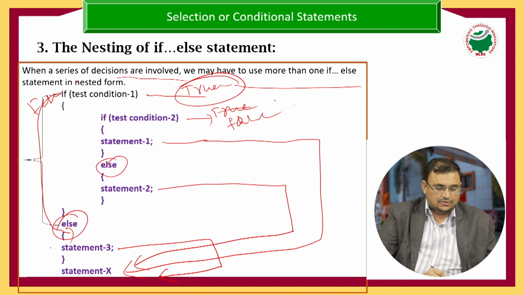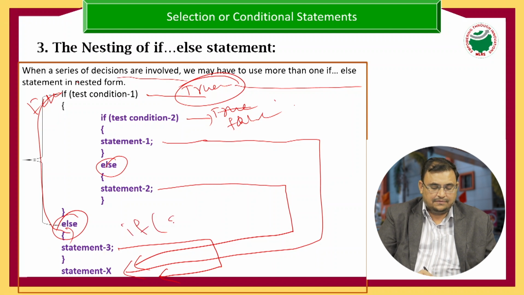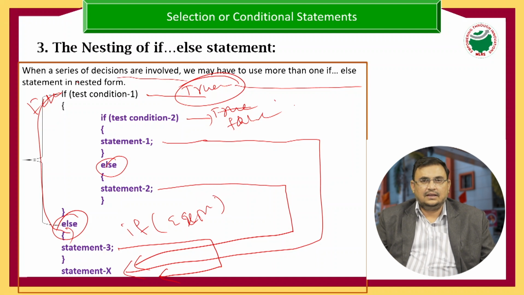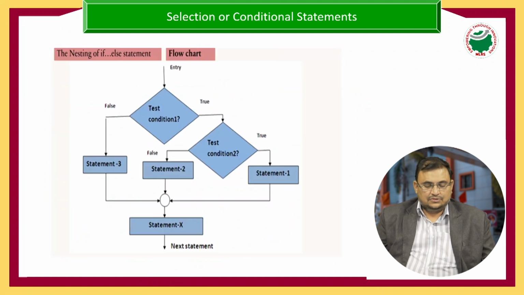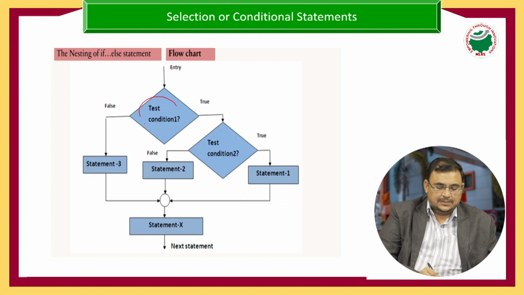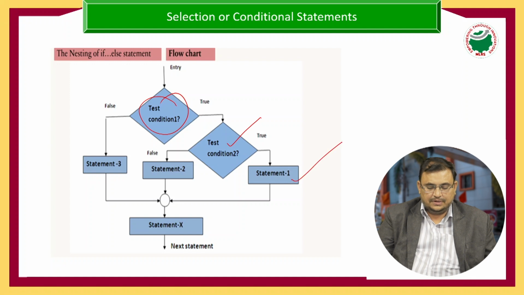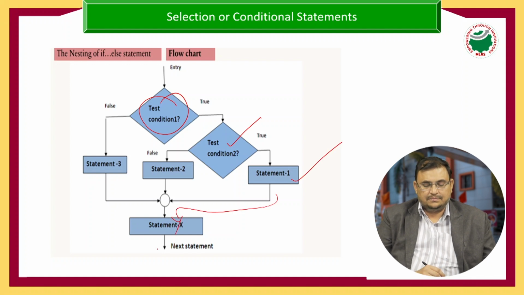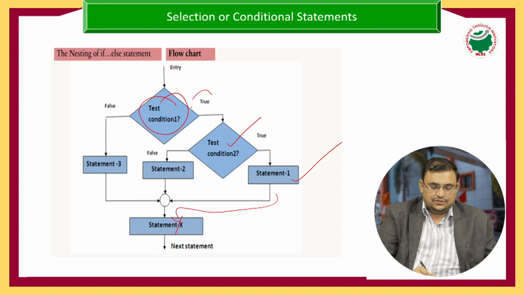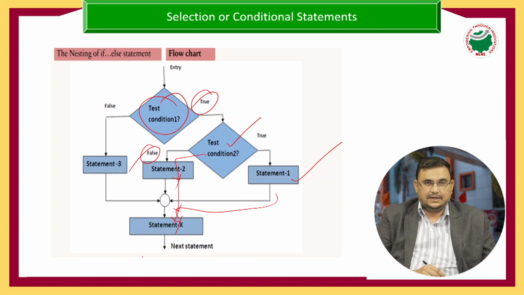Here in the else part also you may have another if. It depends on the requirement. That is about the nesting of if else statements. So see here, if the first condition is true, it checks condition 2. If it is also true, it executes statement 1, then control goes to statement X. If the first one is true and the second one is false, control goes to statement 2, executes statement 2, then control goes to statement X.